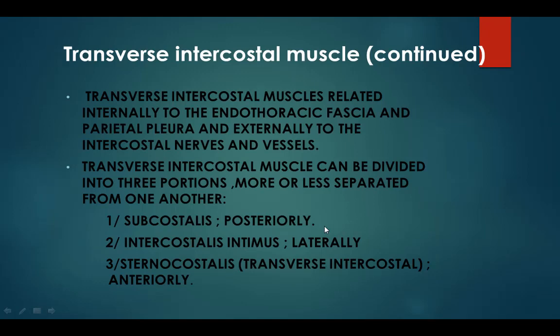The transverse intercostal muscle is related internally to the endothoracic fascia and parietal pleura, and externally to the intercostal nerve and vessels. It can be divided into three portions, more or less separated from one another: the subcostalis, which is posterior, the intercostalis intimus, which is lateral, and the sternocostalis, which is anterior. So it has three parts: posteriorly we call it subcostalis; laterally, intercostalis intimus; and anteriorly, the sternocostalis.